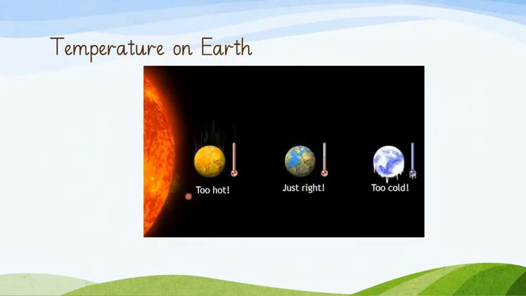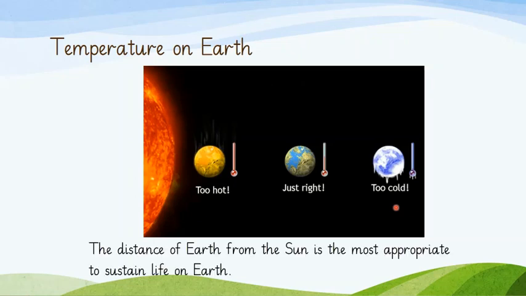So the temperature on Earth is just right for the life to happen. Here you see the distance of the Sun and the Earth is just right. If it had been to the left, the temperature conditions would be too hot for the life to go on. And if it would have been on the right, the temperature would have been too cold for the life to survive. The distance of Earth from the Sun is the most appropriate to sustain life on Earth.